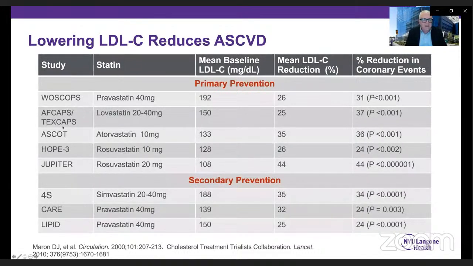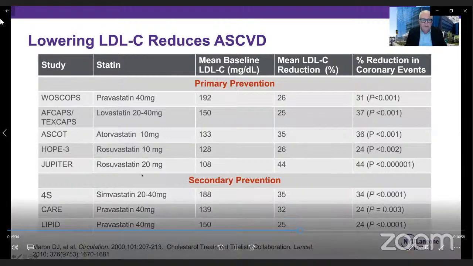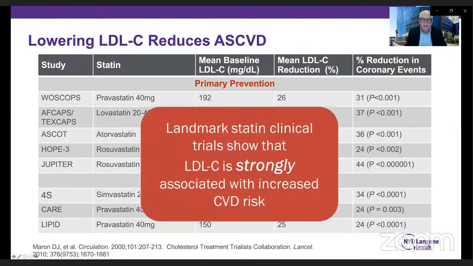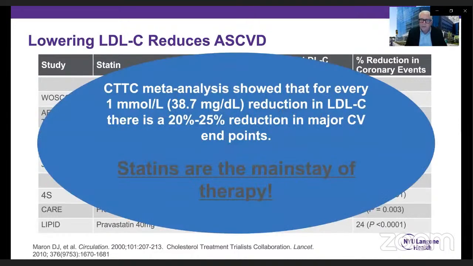We've listed here for you on the top the main primary prevention placebo-controlled trials, all demonstrating benefit with statins versus placebo. And then on the bottom, the 4 pivotal placebo-controlled secondary prevention trials, 4S, CARE, and LIPID, done with simvastatin and pravastatin, reminding us that landmark statin clinical trials show that LDL cholesterol is strongly associated with risk of ASCVD. And the Cholesterol Treatment Trialists' Collaboration meta-analysis showed that for every 1 millimole, or about 39 milligrams per deciliter reduction in LDL cholesterol, there's a 20 to 25% reduction in major CV endpoints.